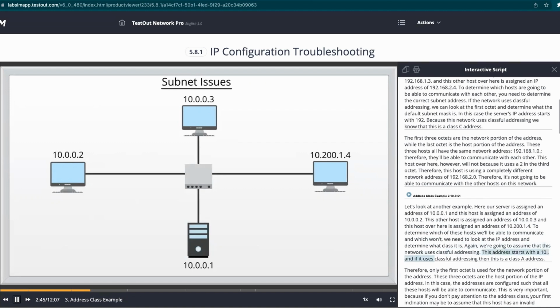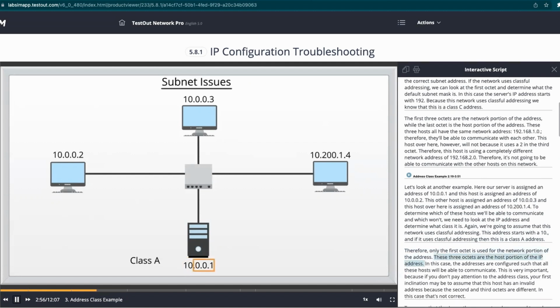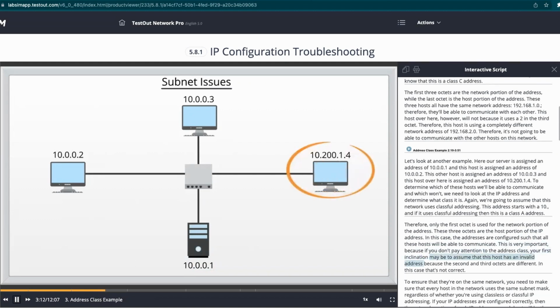Well, this address starts with a 10, and if it uses classful addressing, then this is a Class A address. Therefore, only the first octet is actually used for the network portion of the address. These 3 octets are the host portion of the IP address. So in this case, the addresses are actually configured such that all these hosts will be able to communicate. This is very important because if you don't pay attention to the address class, your first inclination may be to assume that this host has an invalid address because the 2nd and 3rd octets are different. But in this case, that's not correct.